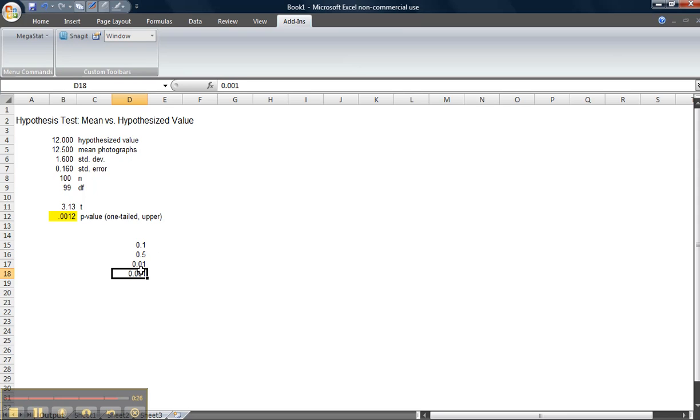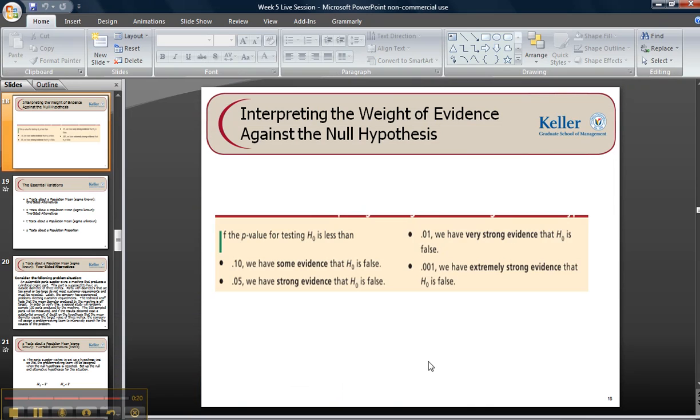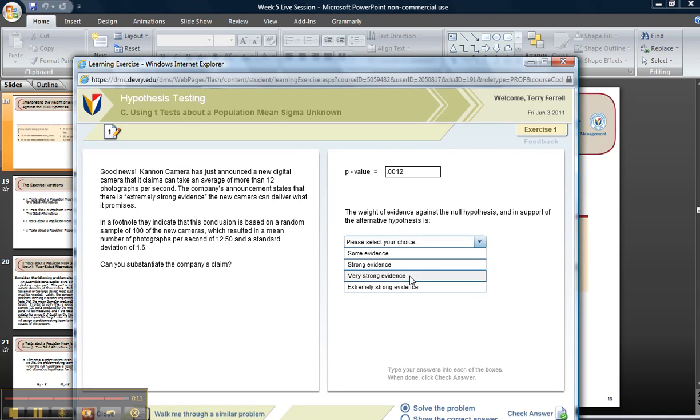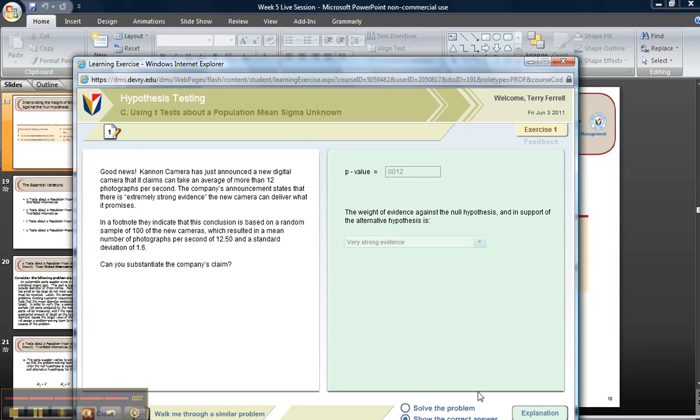So the highest level we can reject at is 0.01, which means at 0.01, if I go back to the PowerPoint, 0.01 is very strong evidence. So now I go back to my slide. It's going to be very strong evidence, and that's it. Any other questions? Please let me know. Thanks.